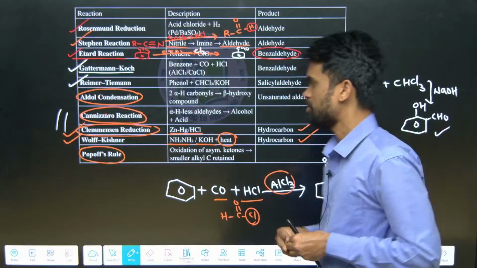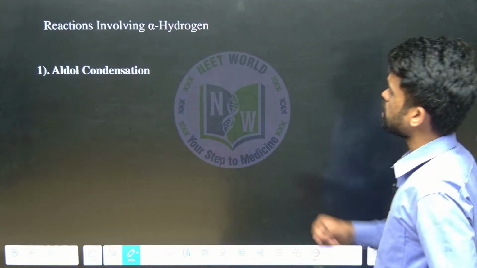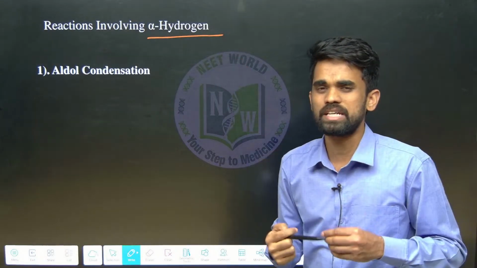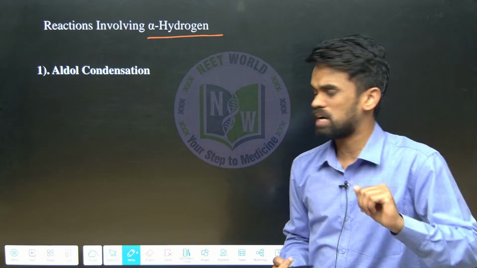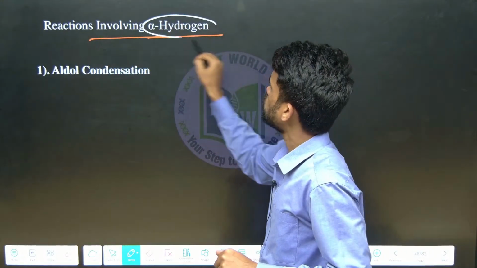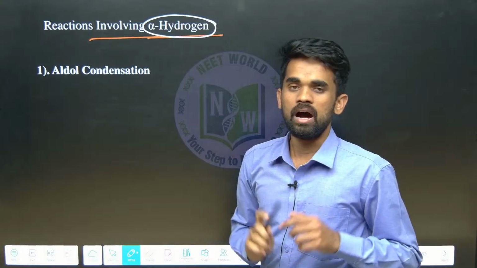Let's move forward with aldol condensation. These are reactions involving alpha hydrogen. Till now, whatever we have studied were different types of reactions, but in these reactions the alpha hydrogen of carbonyl groups is participating.